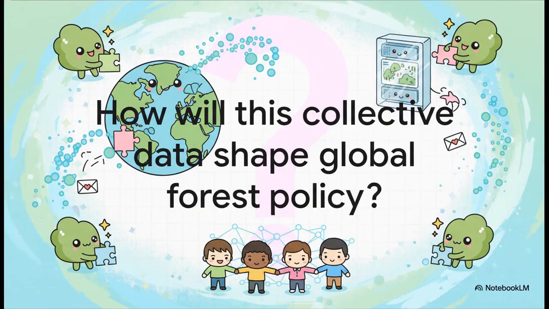So, when you step back and look at the big picture, what does this all really mean? Well, each country's submission is obviously a huge piece of its own climate strategy, but when you put them all together, they're building something much bigger. A transparent, data-driven global architecture for actually monitoring and protecting the world's forests. So the question we're left with isn't just about how one country performs, but how all of this shared knowledge and transparency is going to shape and accelerate our collective action on a global scale.